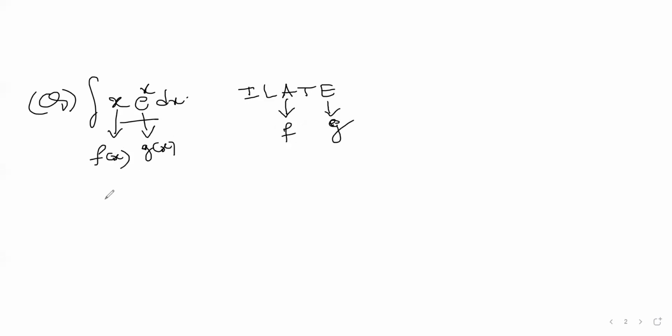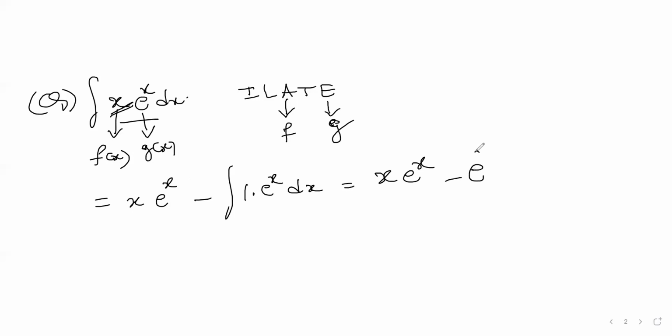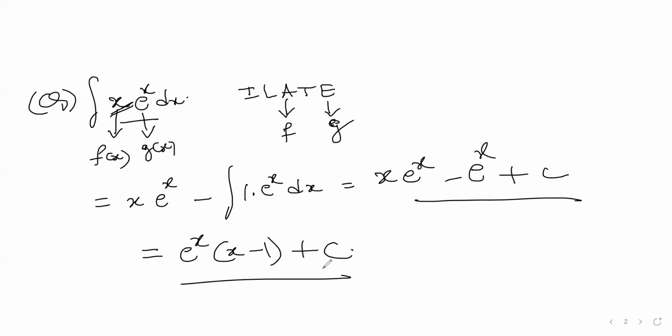Just apply the formula: f of x into integral g of x dx, that is integral of g of x is e power x, minus integral f dash x, that is the derivative of x, which is 1, into integral e power x, which is e power x, dx. This is a very easy problem. So x e power x minus integral e power x, which is nothing but e power x, plus constant. That's the answer. If you take e power x common, you have x minus 1 there, plus constant. That's the answer for you. And let us see the next one, x log x dx.